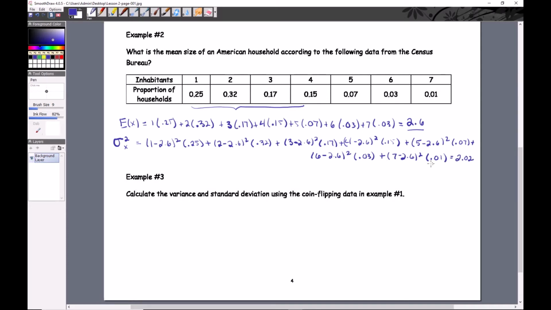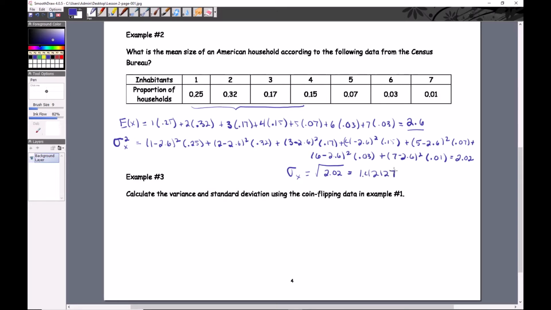So that's a measure of spread. Now you may want the standard deviation of that, which will just be the square root of your variance. So we'll just leave the square off of it. That'll be the square root of 2.02, which is 1.42127.